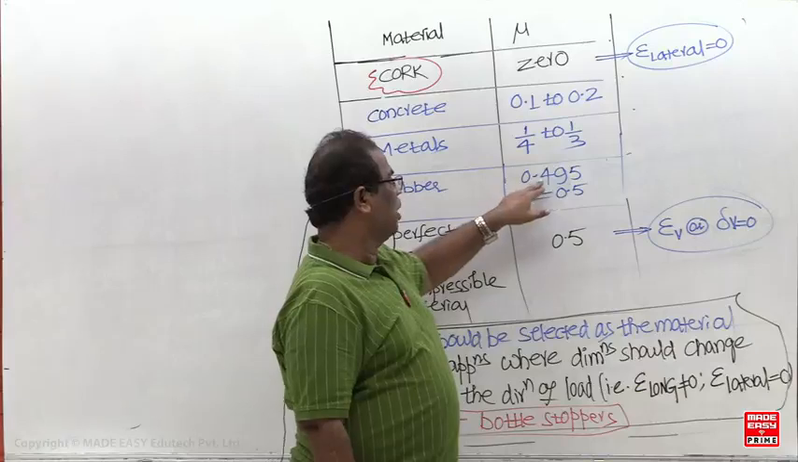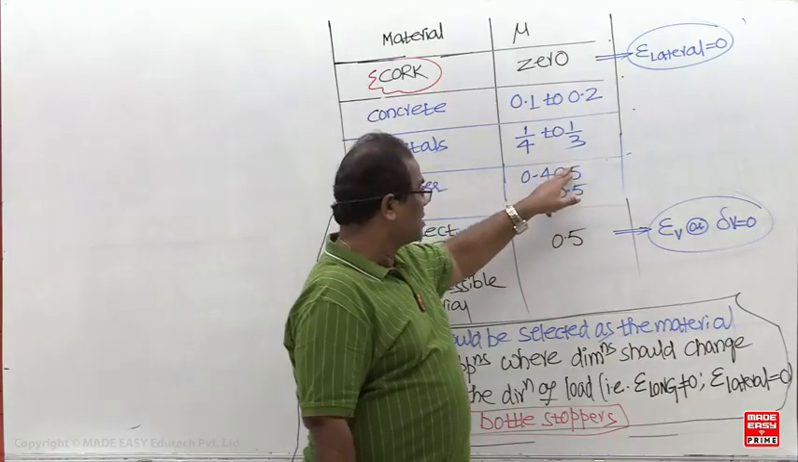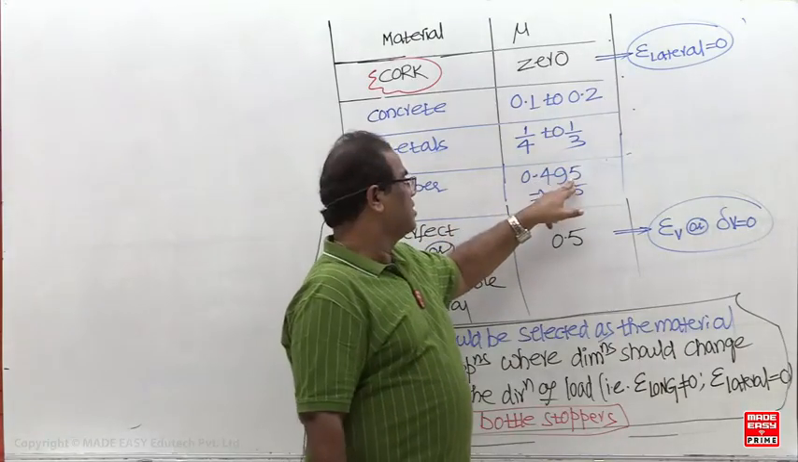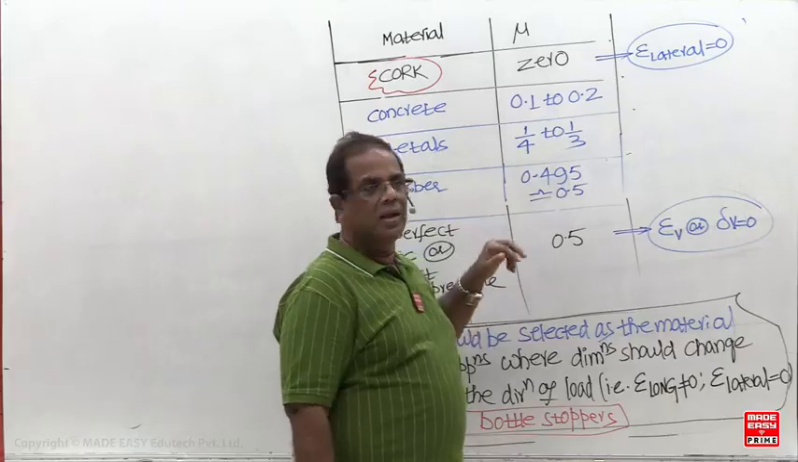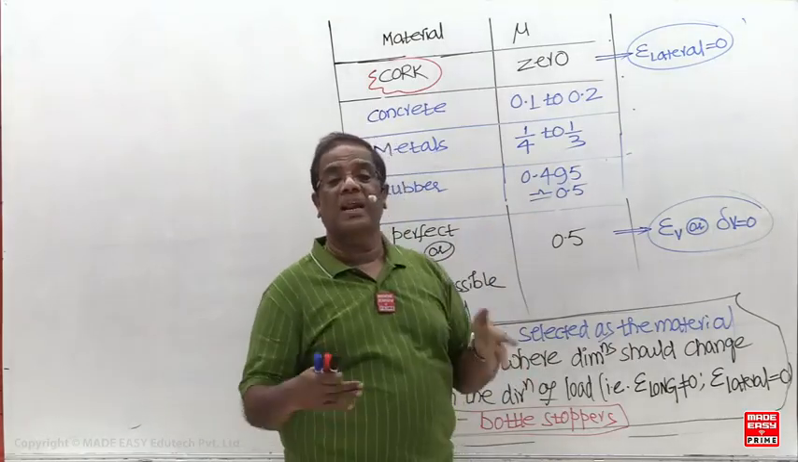Actual value is going to be 0.495. I do not remember the third decimal; it may be 6 or 7. So it is very close to 0.5. They are writing 0.5.